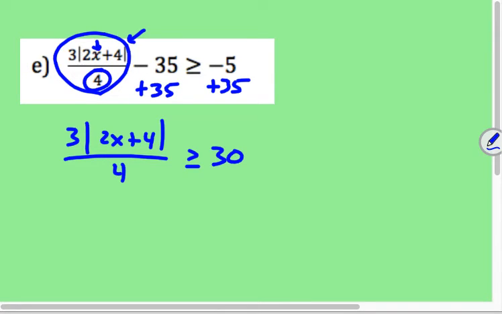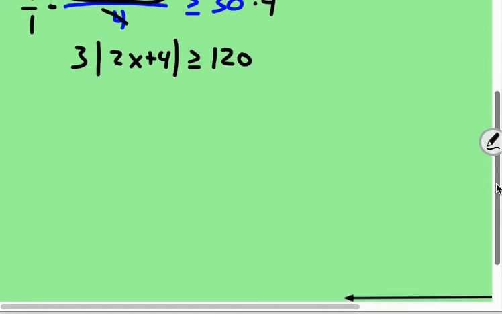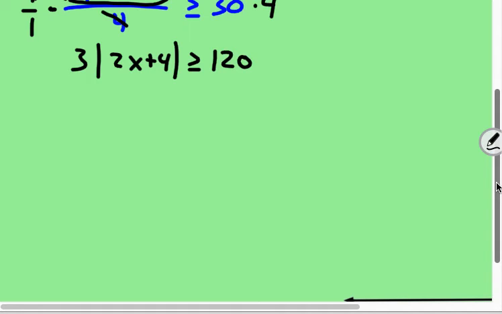Okay, now I just have this fraction. So in order to get to this part of the fraction, the numerator, I'm going to multiply both sides by 4 over 1, which is the same as multiplying by 4. These would cross cancel out then, and you end up with 3 times the absolute value of 2x plus 4 is greater than or equal to 120. Okay. A little bit of a complex problem here, but it's working out.